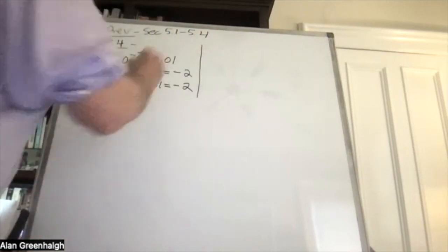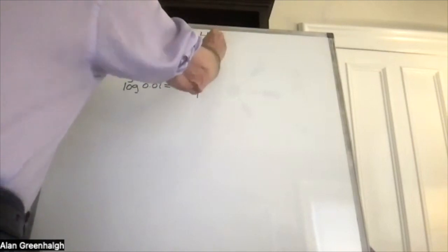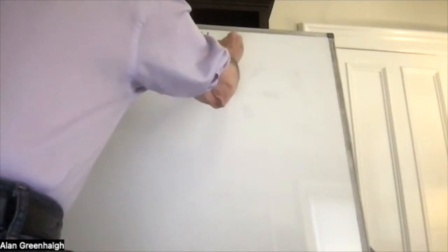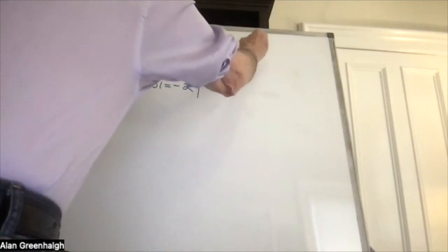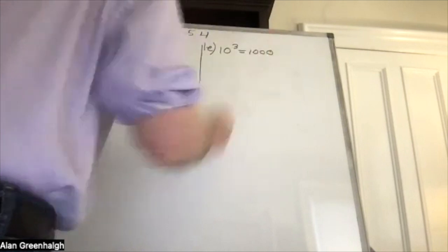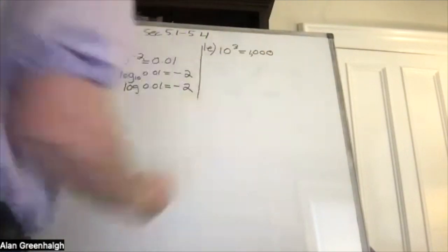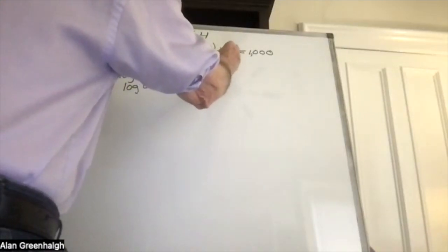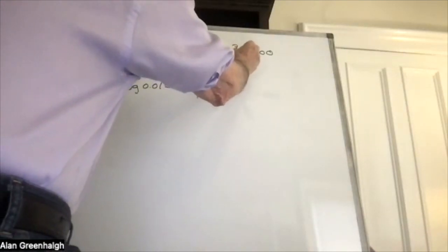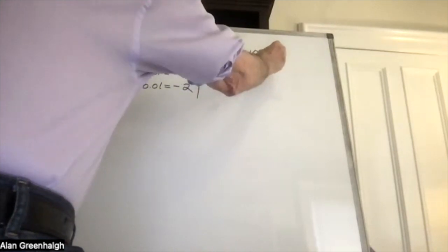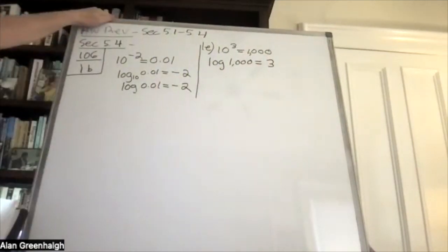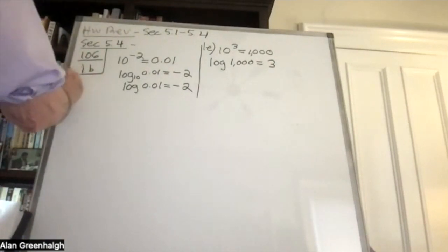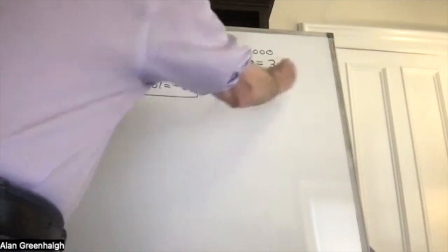Stop me at any time if you have a question. Problem 1E, 10 to the third equals 1,000. Again, since the base is 10, we could say that the log of 1,000 is equal to 3. That's it. So that was pretty straightforward, but there will be questions on the exam related to this.